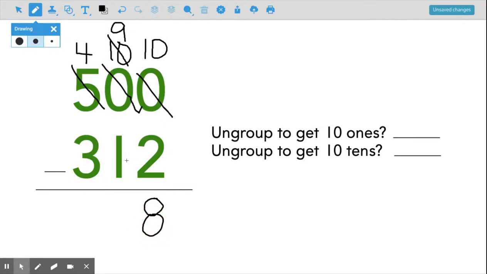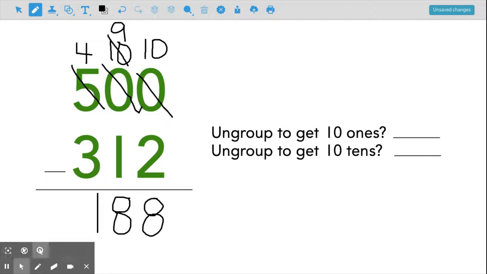And 9 take away 1 is also 8. And in our hundreds column, we have 4 take away 3. If you hold up 4 fingers and take away 3, you are left with just 1. So our answer is 188.